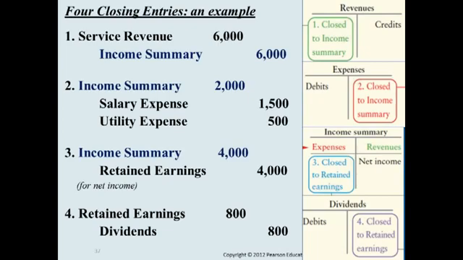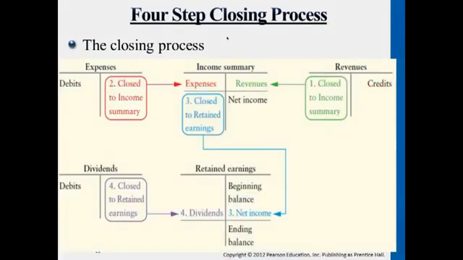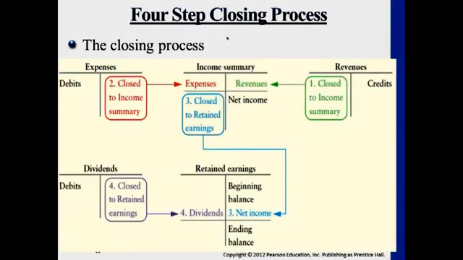All right, if we look at all the T accounts together, really this is the same thing as I showed over there. You have revenues transferred to income summary. You have expenses transferred to income summary. If there is net income, this increases retained earnings. You close out income summary by debiting that net income.